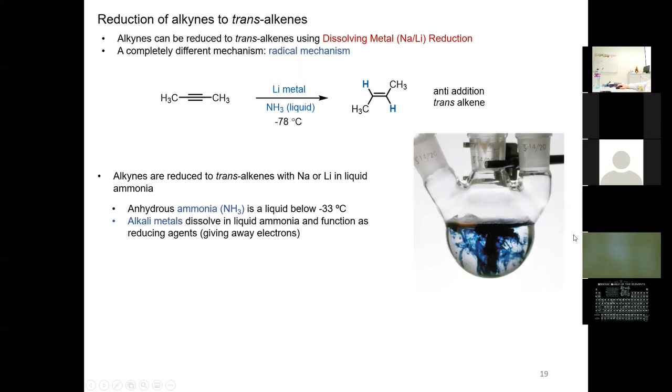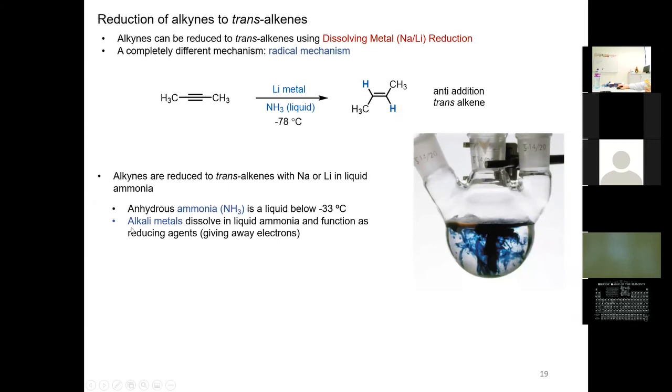So this is how the actual experiment looks. You can see this kind of solid here, right? At minus 78 degrees, the ammonia, which used to be a gas at room temperature, now becomes a liquid. So this is pure ammonia. Terrible, huh? And then if you put a sodium chunk into it, it will become blue. Blue is usually the color of radicals, so that means some radical is generated. And this beautiful color of blue. Then you put the alkyne into it, and what you get as product is the trans alkene.